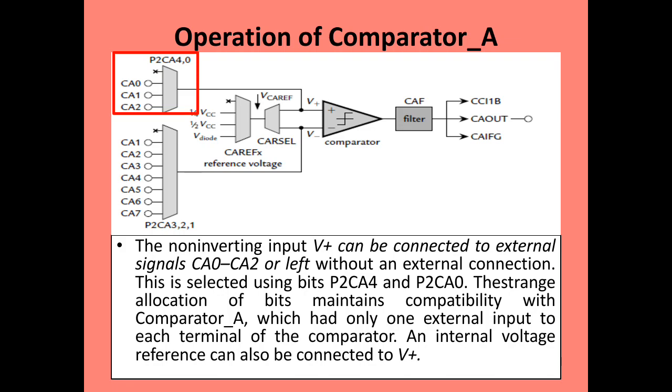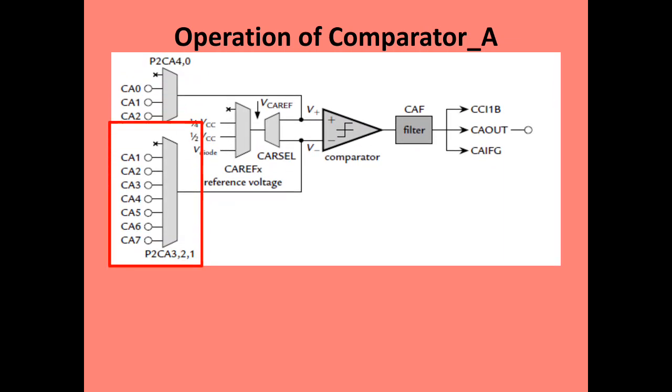Then coming to another component that we have here, that is the 8:1 mux. So here this selected area represents the 8:1 mux. This 8:1 mux has 8 inputs, but we are using only 7. The 7 inputs are named CA1, CA2 and so on, up to CA7. Here we didn't provide any connection for the first terminal of the 8:1 mux.